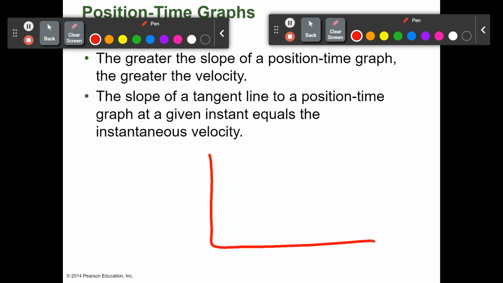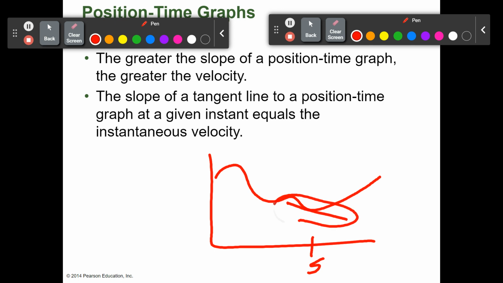So let's say tangent lines are usually on things that are not a straight line, obviously. So let's say this is our position versus time graph. And here you are at time 5 seconds. And you want to know the instantaneous velocity at time 5 seconds. Well, that's not a straight line. How in the world are you going to find slope? You draw a tangent line. So you draw a straight line that just touches at 5 seconds. You find the slope of that straight line.